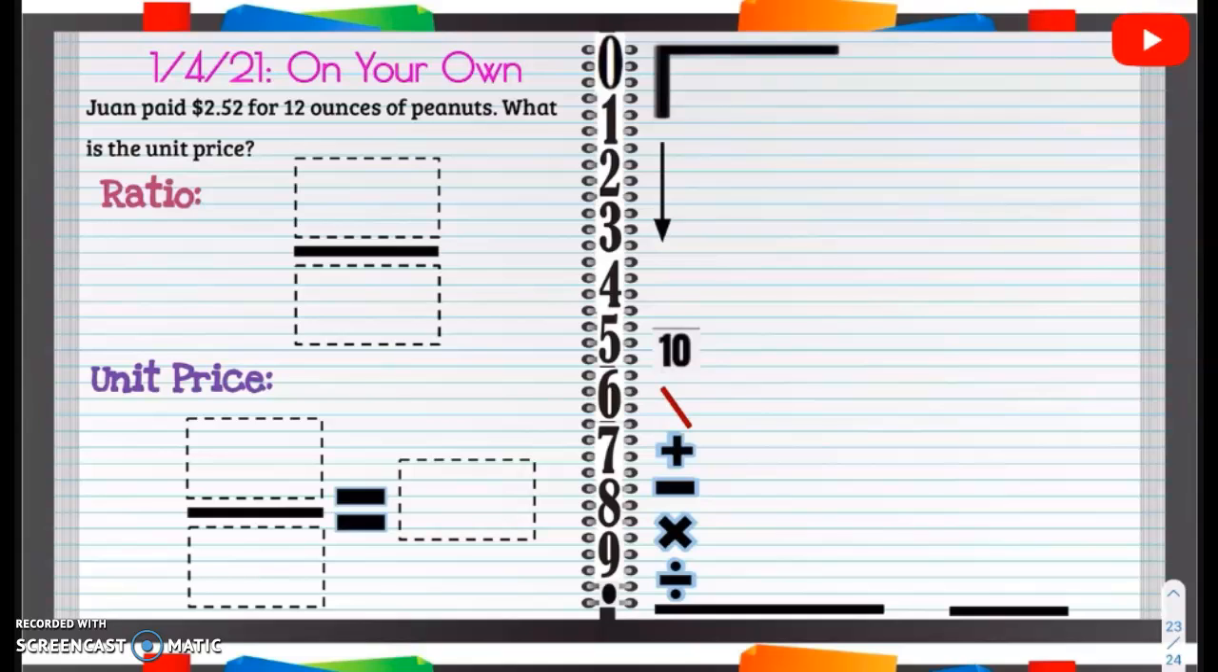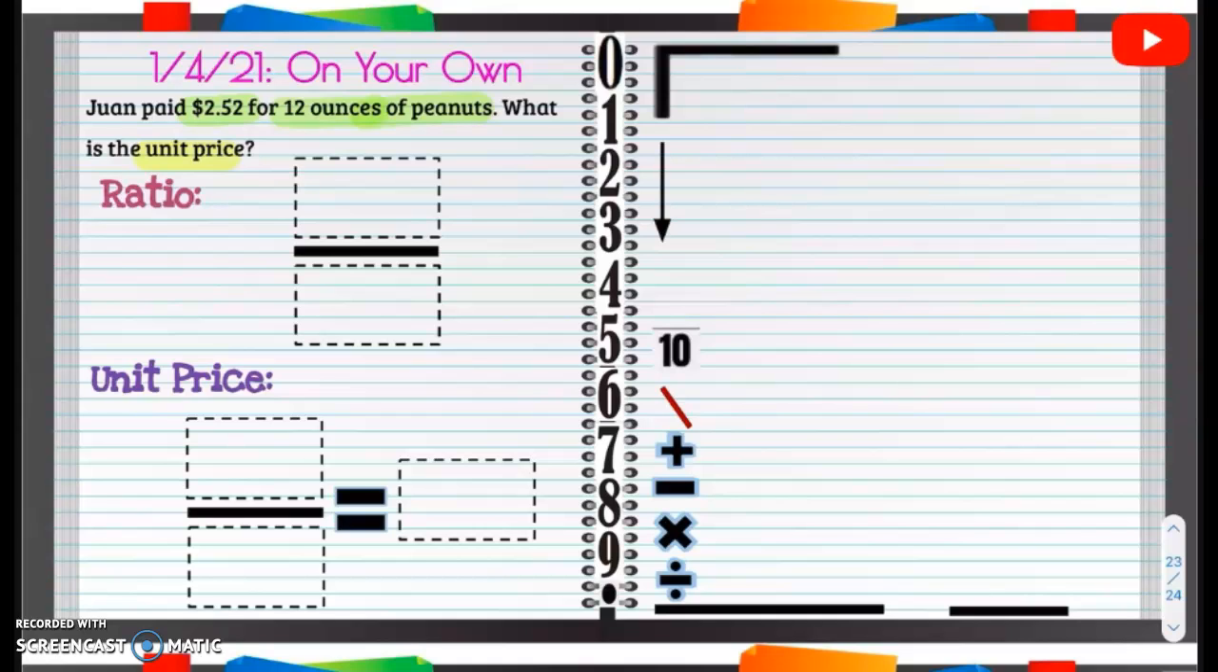Juan paid $2.52 for 12 ounces of peanuts. What is the unit price? So we're trying to figure out that unit price. Remember, money on top. So $2.52 for 12 ounces of peanuts. So I'm going to put that money on top.